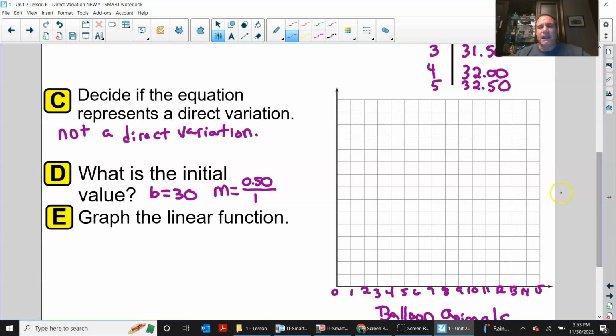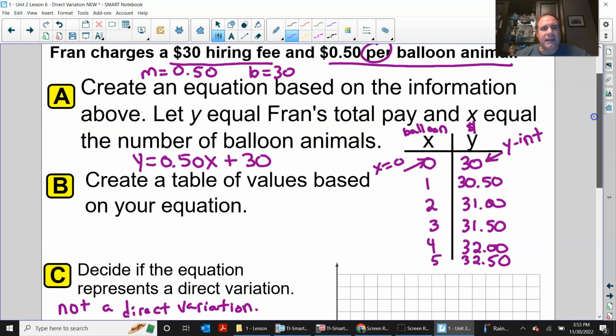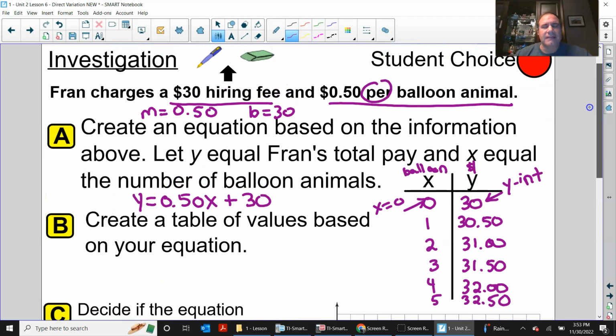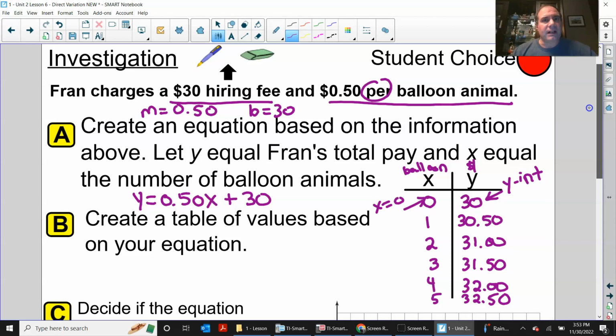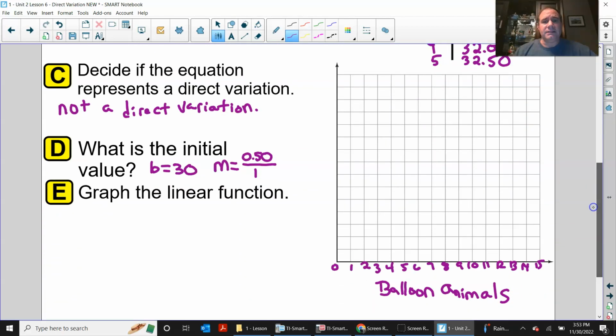So what did Fran, all the way on the top, start at as a hiring fee? How much does it cost to have Fran come and make these balloon animals at your party? $30. $30 hiring fee. So I'm going to go down here and put $30, and I'm going to put money.